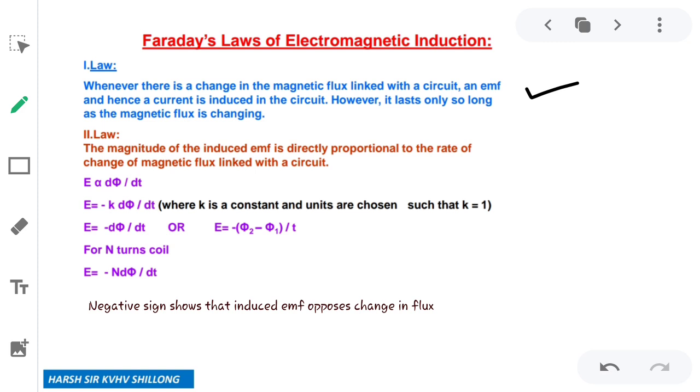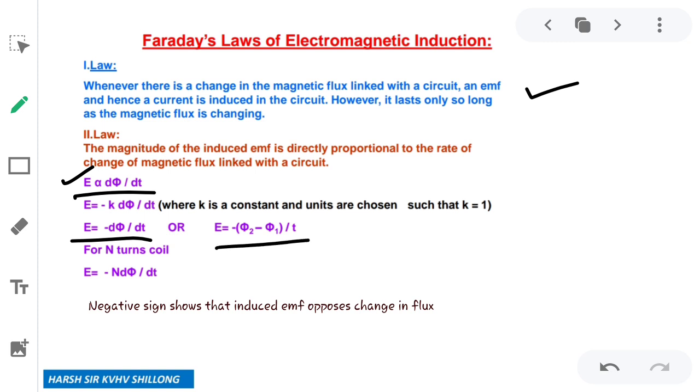Here capital E is EMF, not the electric field, remember. So the second law states that the induced EMF is proportional to the rate of change of magnetic flux. That is, E proportional to d phi by dt. If you change to the equal sign, minus k comes, k is a constant, whose value is 1 in the SI system. So further it is minus d phi by dt. If I take a big change, it is phi 2 minus phi 1 by t.